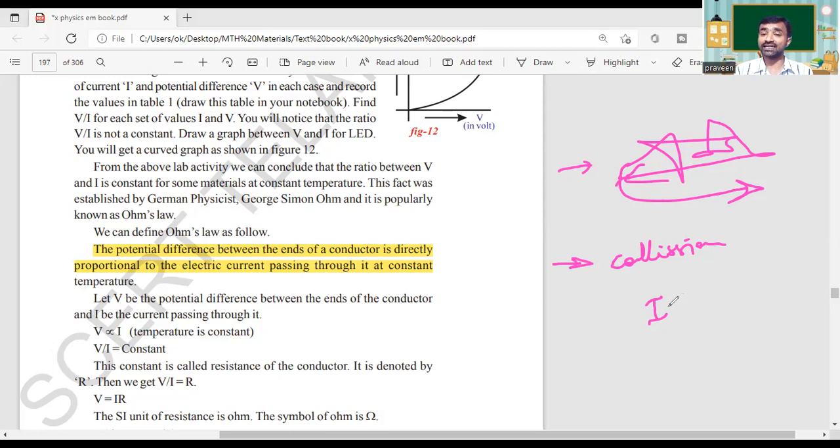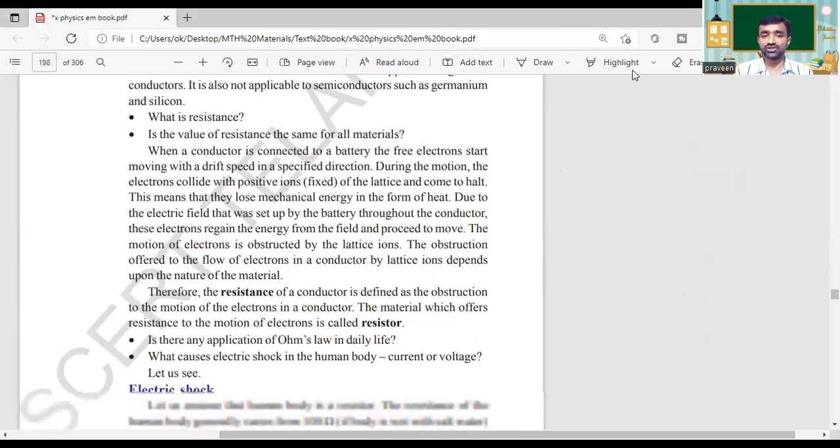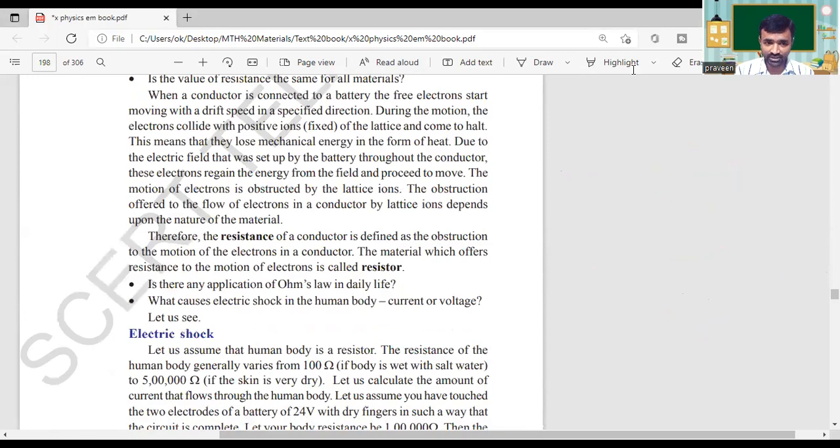So that obstructing nature is called what? Resistance. It is called resistance. So simply it is the resisting of the motion of electrons. That material nature is defined here as resistance. Look at that, the definition is given here. Underline it in your textbooks.